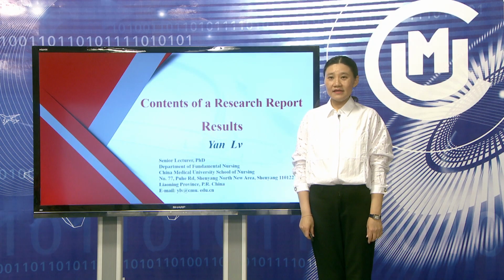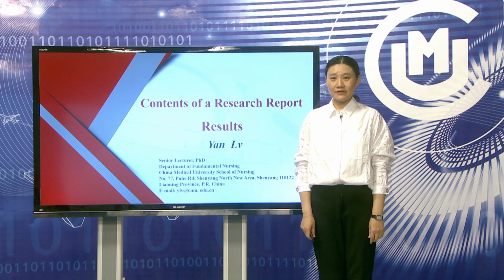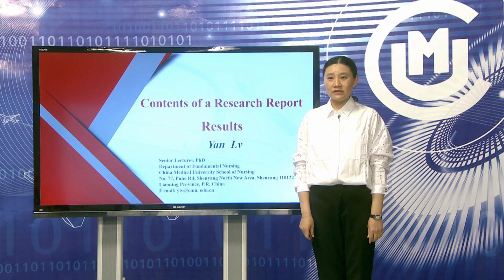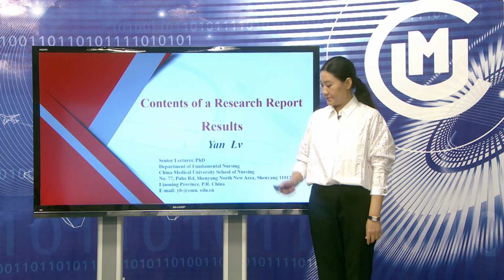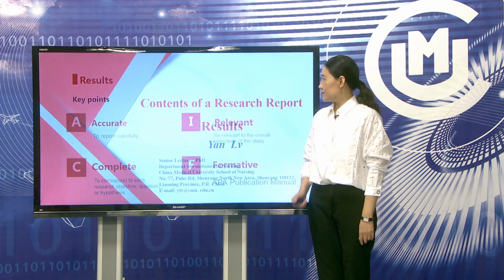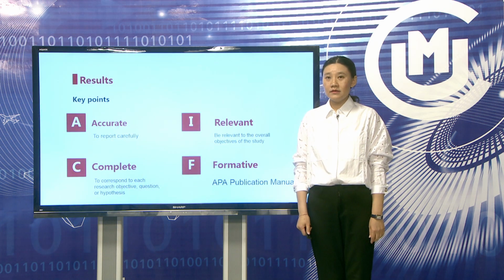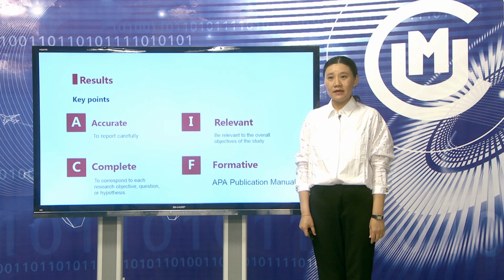Okay, last time we talked about one of four major sections, methods, which answers the question how to conduct the study. Today I want to talk about another part, results, which answers the question, what did the researcher get? The results section summarizes the results of the analysis.